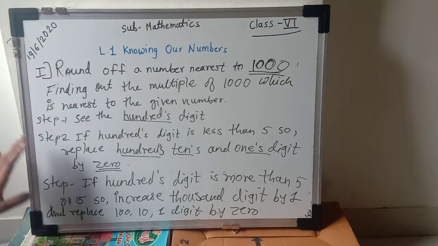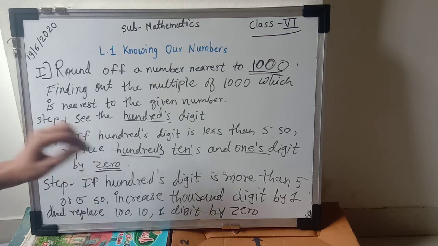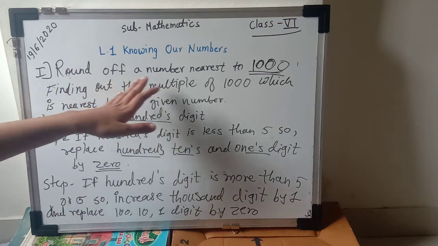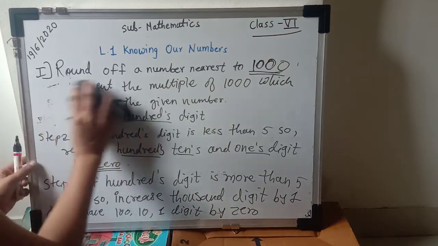So these are the same steps, but here the places are different, the digits are different. In the first, nearest to 10, see the ones digit; 100, see the tens digit; and in thousand, see the hundreds digit. Now let's see an example to understand how these steps will help us to round the number nearest to 1000.